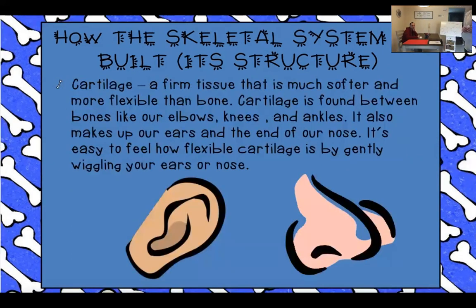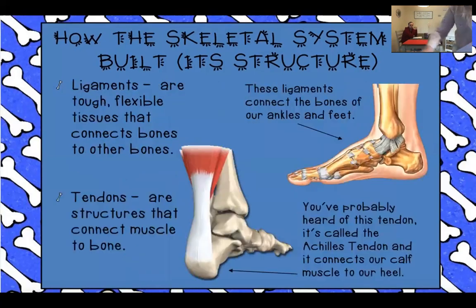Cartilage is also a structure of the skeletal system. It's a firm tissue that's much softer than bone, so you can always tell the difference. Cartilage is found between bones like elbows, knees, and ankles. It also makes up our ears and the end of our nose, so you can tell if you kind of tug on your earlobe, it's very flexible compared to what a bone would feel like.